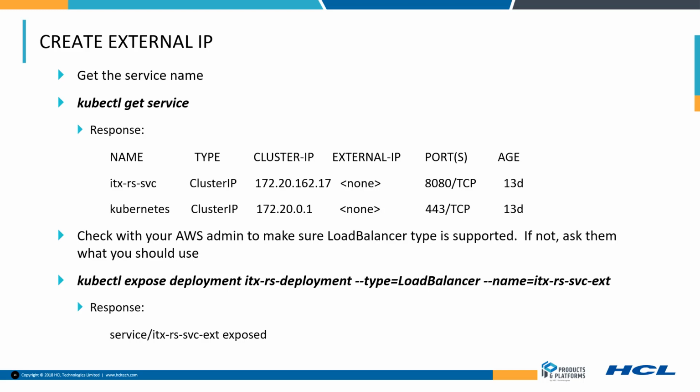This example shows the use of a load balancer in AWS. However, you should check with your AWS administrator to make sure it's okay to use it. If they would like you to use something else, ask for instruction as to how to create the external IP. In this case, a load balancer is used. It may be a good idea to name the external IP similar to the container service. In this case, the word ext, for external, is added to the service name. Upon executing the command, a response is returned.